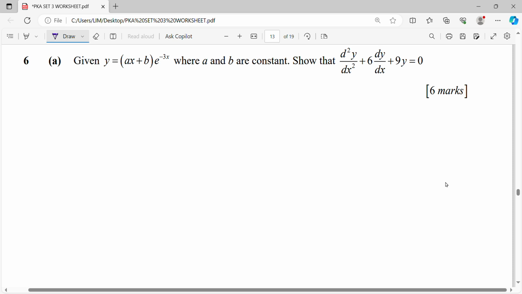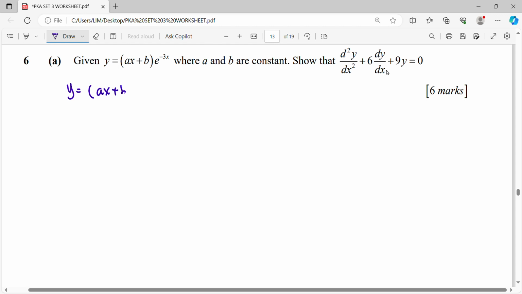Okay, so for this question, given that y equals (ax plus b) times e to the power of negative 3x, where a and b are constants. So just imagine a and b are numbers; you don't know what the numbers are. Show this second derivative equation. So for the first part, we differentiate first.